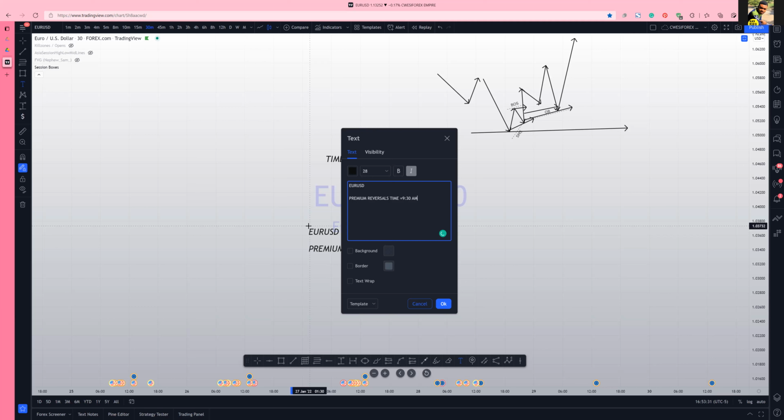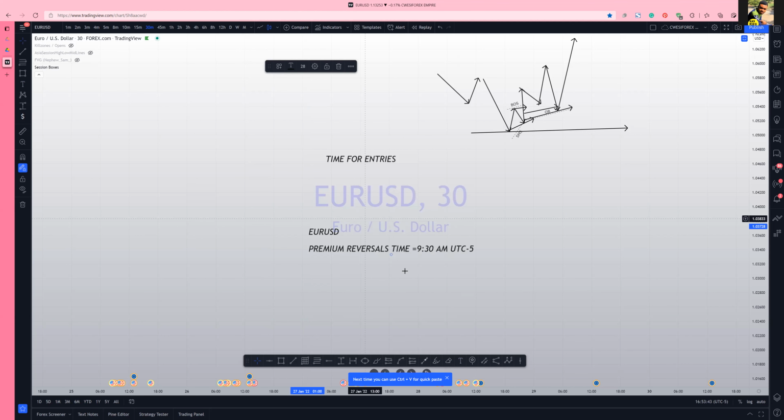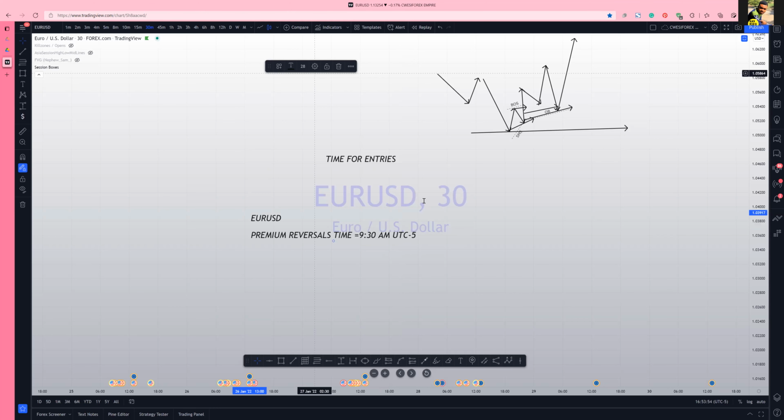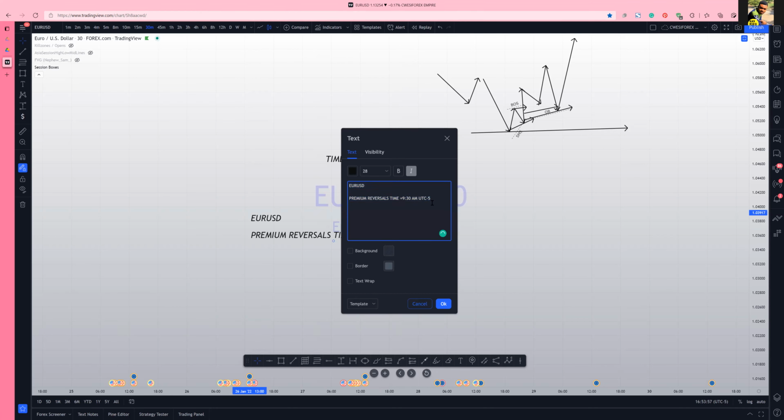And that's what we are using, UTC -5. That's the time zone that we are using. Are you guys getting it? So this is the premium reversal time for EU. The same applies to GJ and US 30. With US 30, it works very, very well with this premium reversal time from 9:30. So the direction of the 9:30 is the main direction.